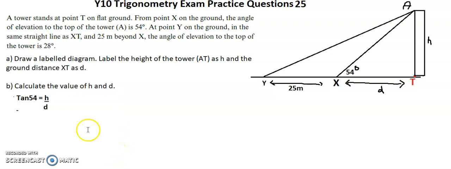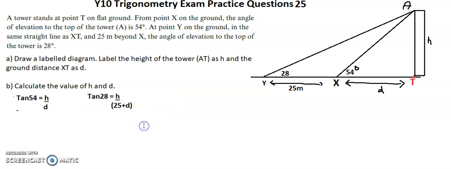That's what we know, because it's opposite over adjacent. Likewise, with my next relationship, I've got tan, and this time this relationship is 28 degrees. I forgot to put that in. So we've got tan 28 degrees is going to be equal to our opposite, which is my height, over, and this is the part that's a bit tricky, 25 meters plus D.